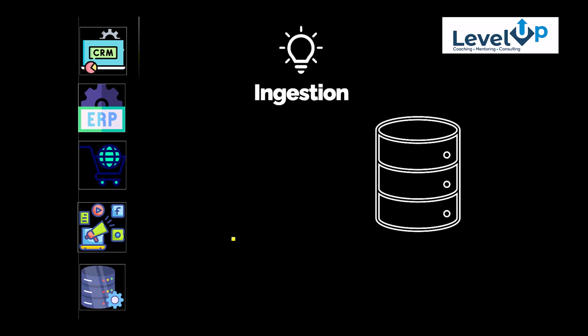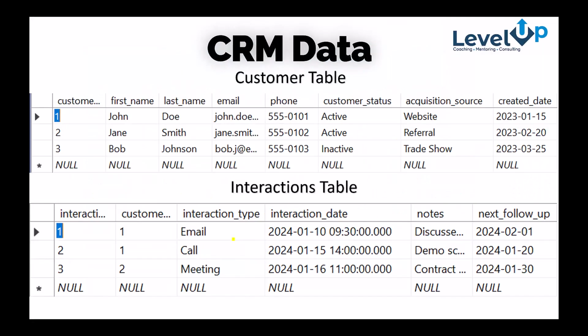Now if you see the CRM, right? Now let's go to CRM. Observe this very keenly, then we'll understand why we need to do data ingestion. Now if you see here, I have the data that I'm getting from CRM. I have two tables from this. One is customer data, one is interactions table. Two tables are there from CRM.